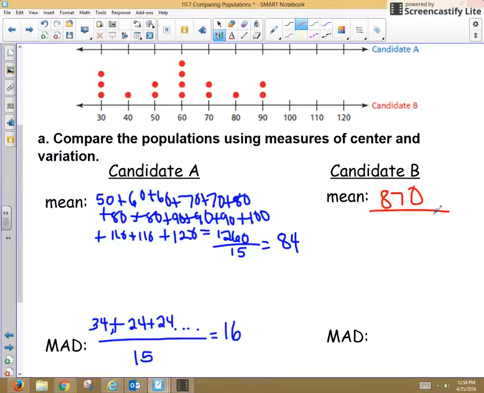I would like you to try it. Just for the video's sake, I'm going to skip ahead to save time. Divide by your 15 values, and that gives you an average of 58.